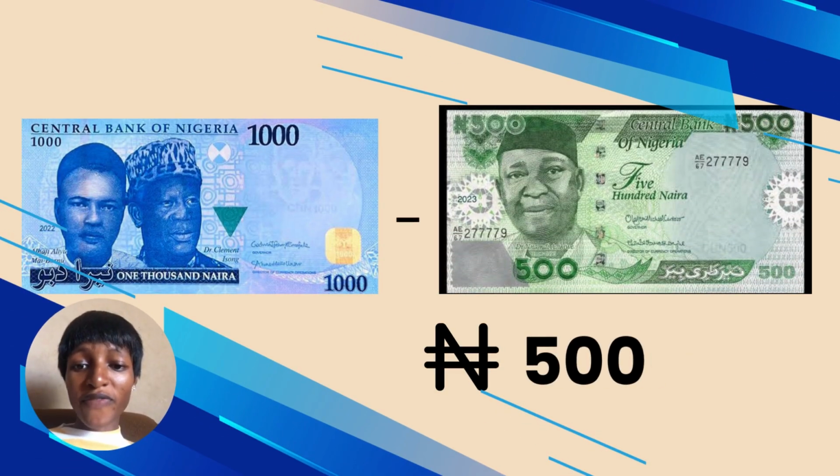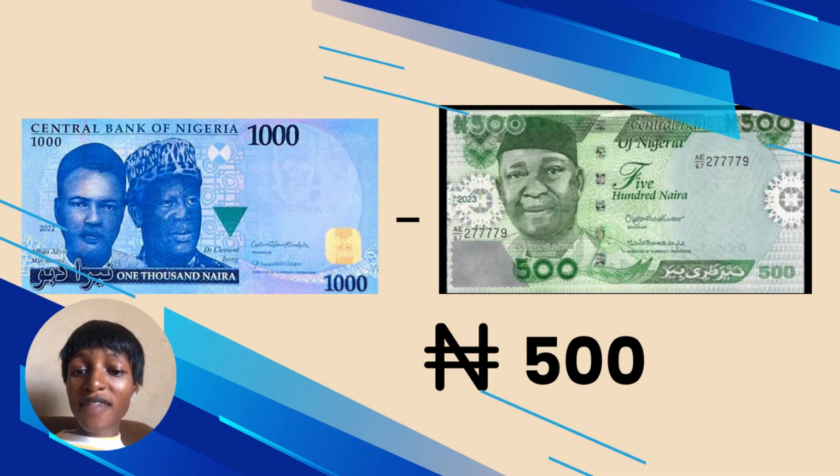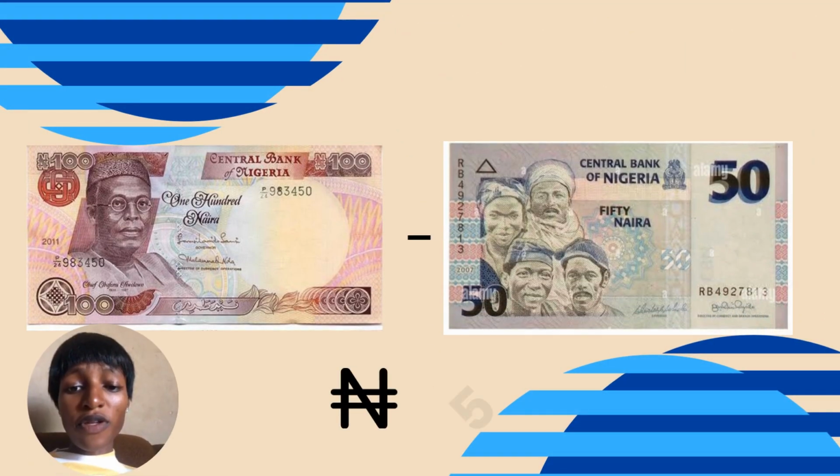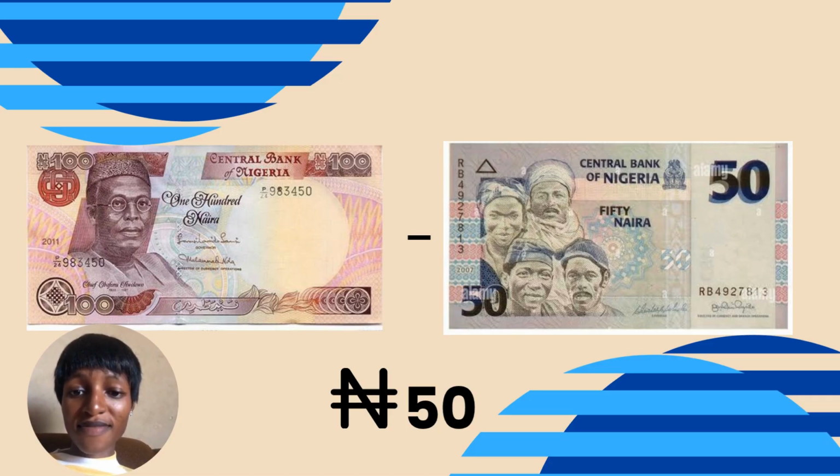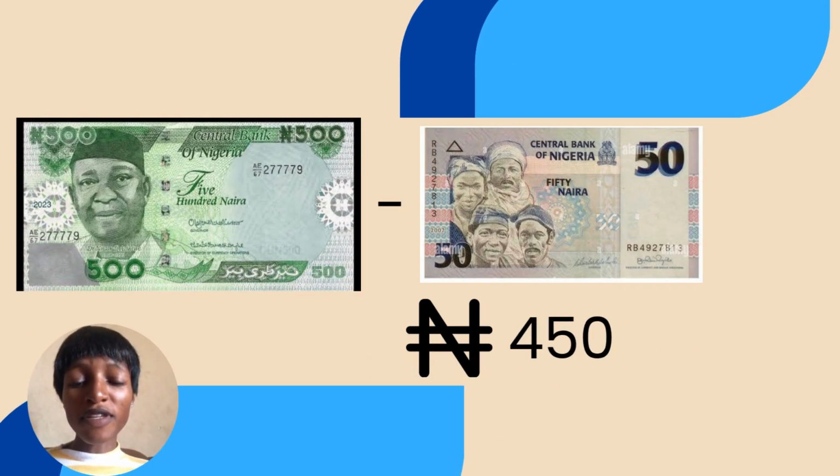1000 naira minus 500 naira will give you what? 500 naira. 100 naira minus 50 naira, it will give you what? 100 naira, buy something worth 50 naira. So your change will be how much? 50 naira. That's right.